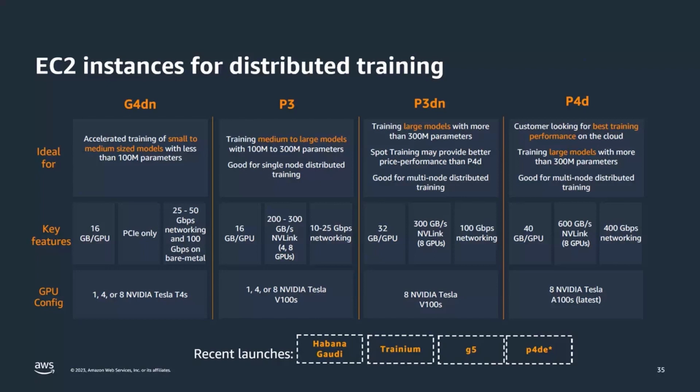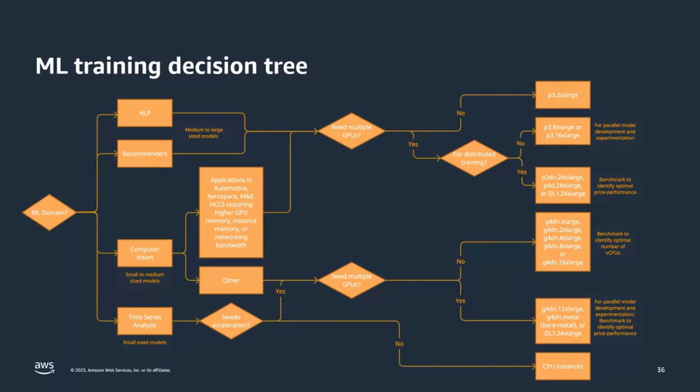We also recently launched a couple of new instances: Habana Gaudi, Trainium, G5, G4DE, and you can check their technical details online. They're all very powerful, and they're dedicated to deep learning training. So now you have many different options for the instance. Then how can you make the decision? Let's have a decision tree for that.